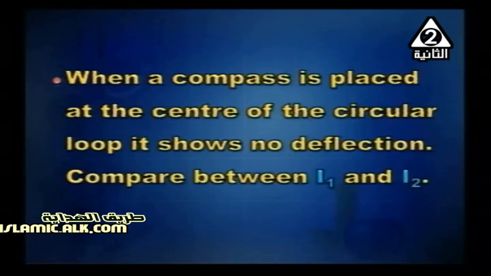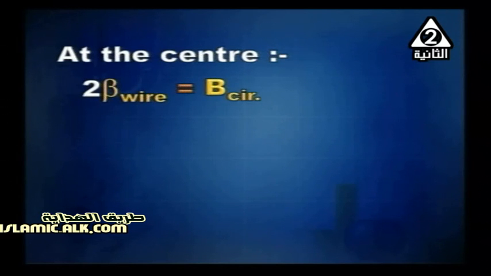When a compass is placed at the center of the circular loop, it shows no deflection. We want you to compare I1 to I2. Okay? Compass shows no deflection means the fields cancel out. We've got three fields. The fields of the wires, which have the same direction, must cancel the field of the loop. So we can say at the center, the two fields of the two straight wires are equal and opposite to the field of the circular loop.